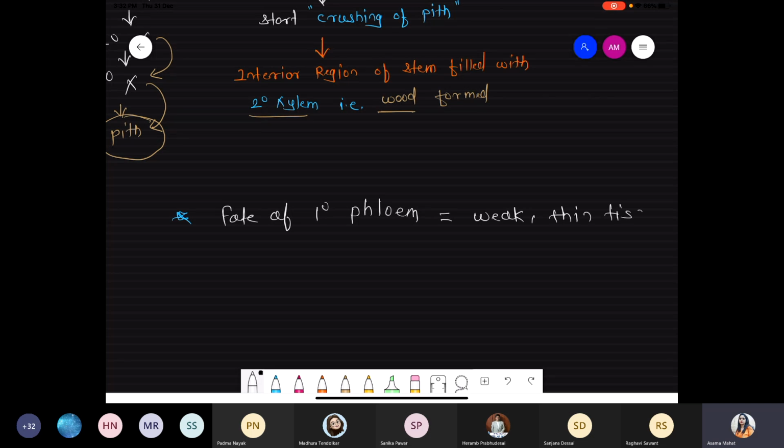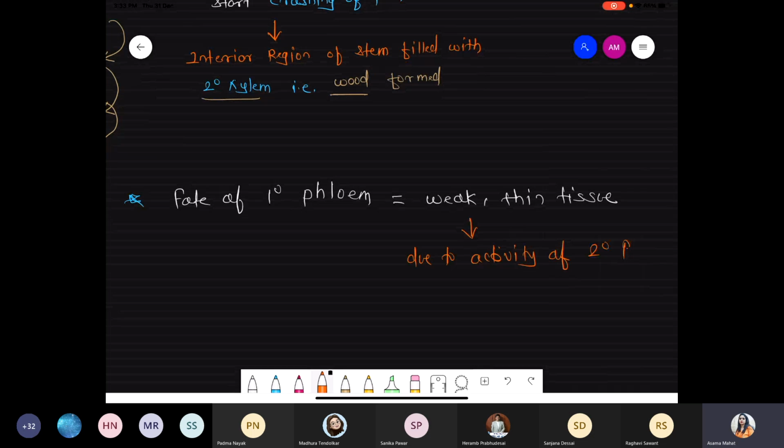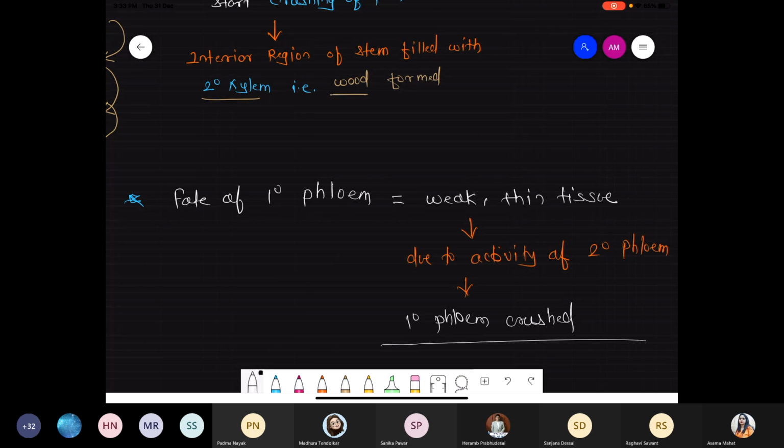So what will be the result? Obviously, due to the activity of secondary phloem, which pushes everything, slowly the primary phloem tissues get crushed. That's it.